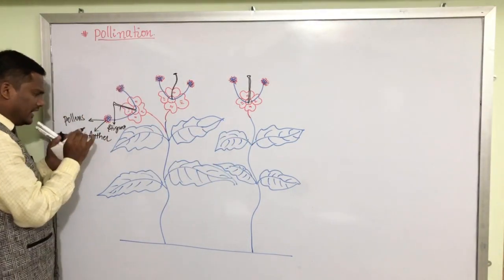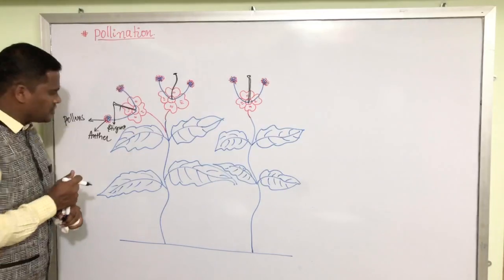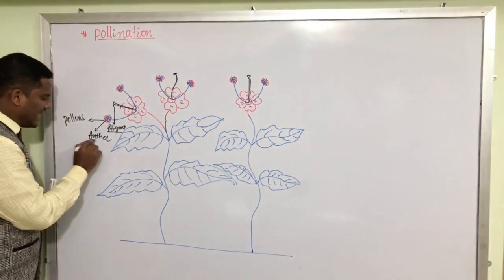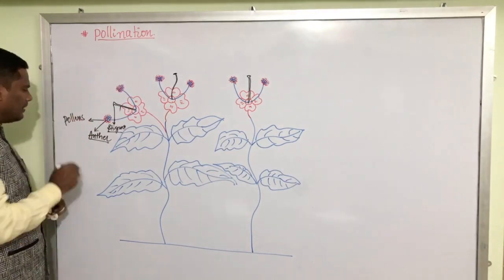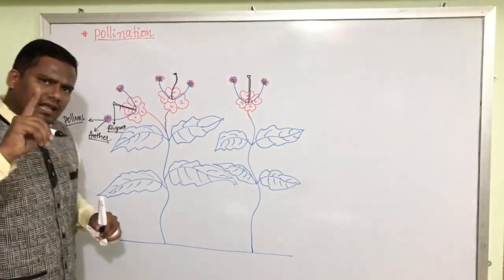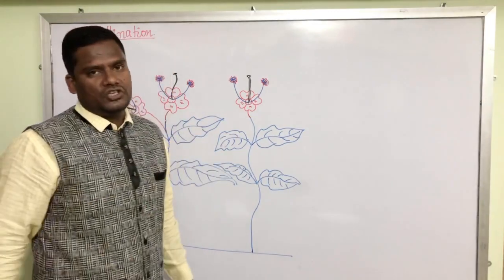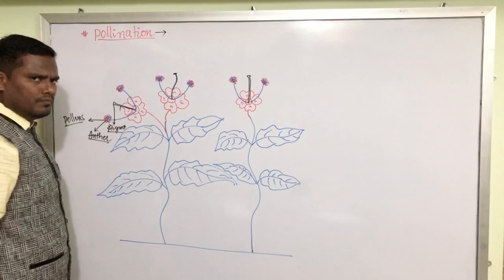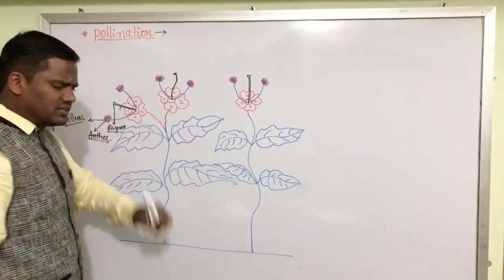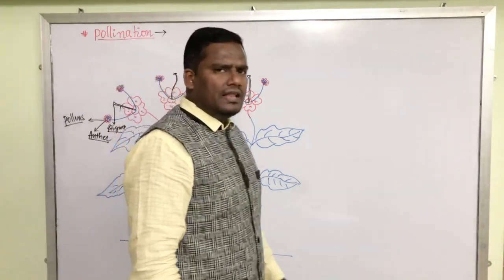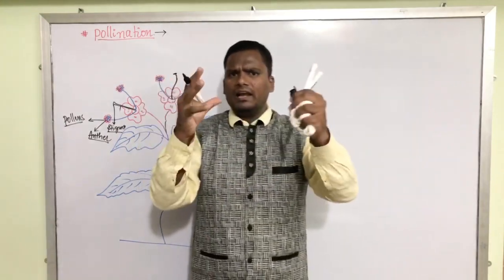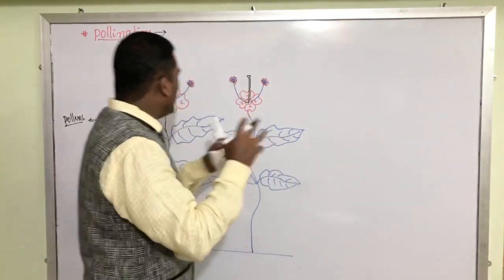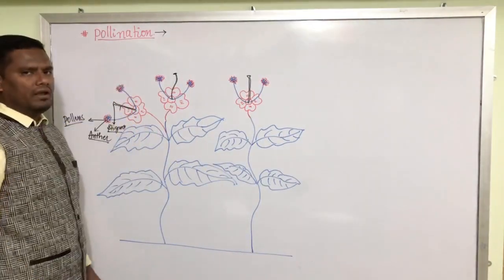Here we have labeled only three parts which are helpful for our discussion. Stigma belongs to the female part of the flower, anther belongs to the male part of the flower, and pollen grains are nothing but the male gametophytes. Now, what is pollination? Male gametophyte is ready, female gametophyte is ready. That means male and female both are ready now. Only thing is transfer has to take place.